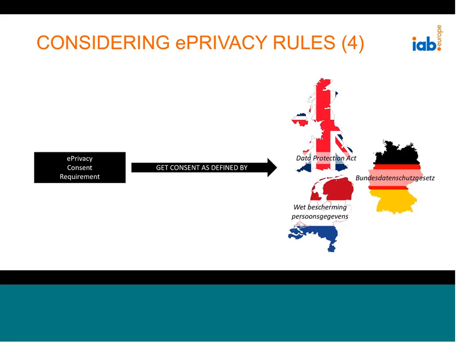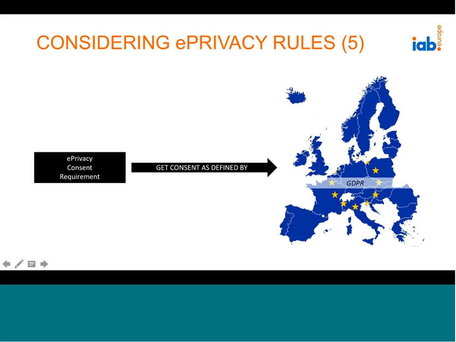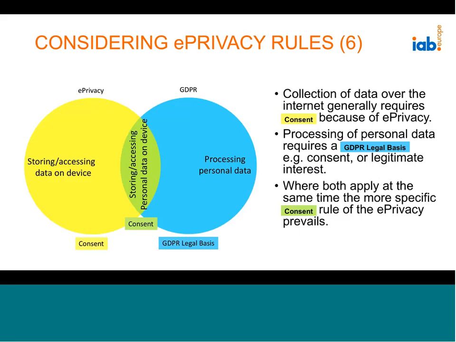So to make this visually more appealing, you have ePrivacy rules that say you need consent as defined by currently the Data Protection Act, the Wet bescherming persoonsgegevens, the Bundesdatenschutzgesetz, a bunch of other European laws, 28 in the European Union plus the EEA states that are not in the European Union. Now when the GDPR enters into force, all of these laws get replaced by the GDPR, while the ePrivacy rules remain in place and say you need to get consent as defined by the GDPR. However, the ePrivacy Directive does not regulate exactly the same thing as the GDPR, so only parts of the processing may then fall under the ePrivacy rules and require consent.